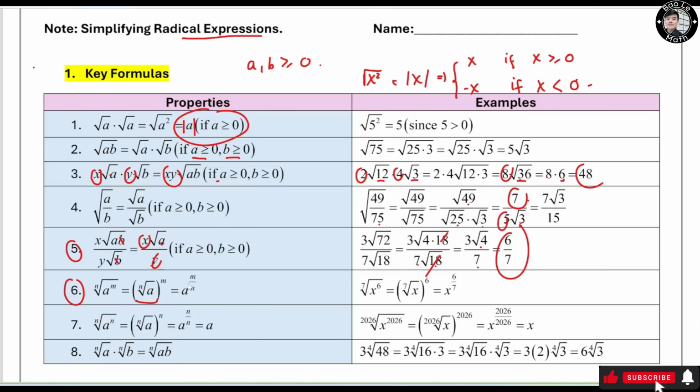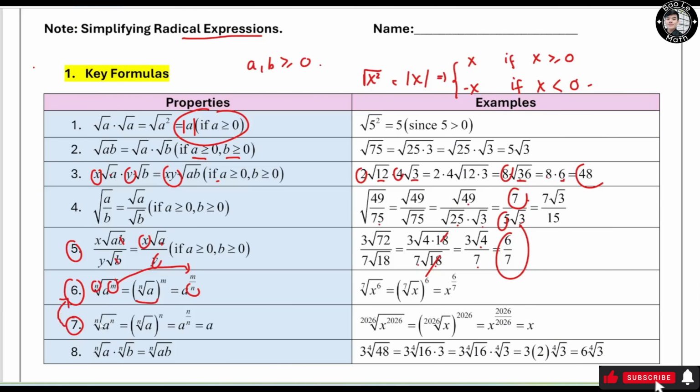Now formula number 6: the nth root of a to the m can be written in this form, and it's going to be a to the m over n. The right goes to the top, the left goes to the bottom. So keep that in mind. Suppose we have the 7th root of s to the 6, so it's going to be s raised to the 6 over 7.